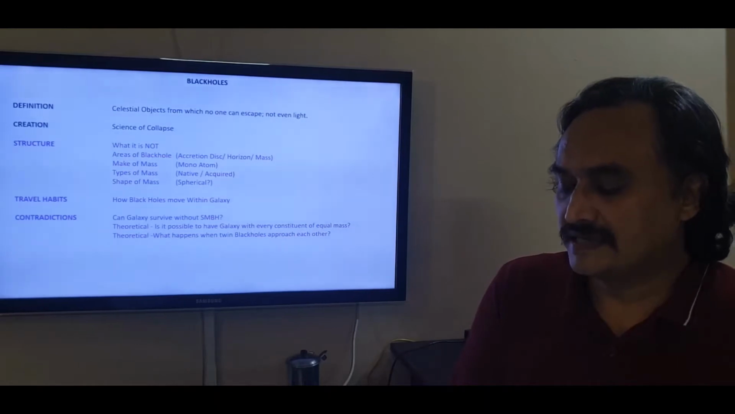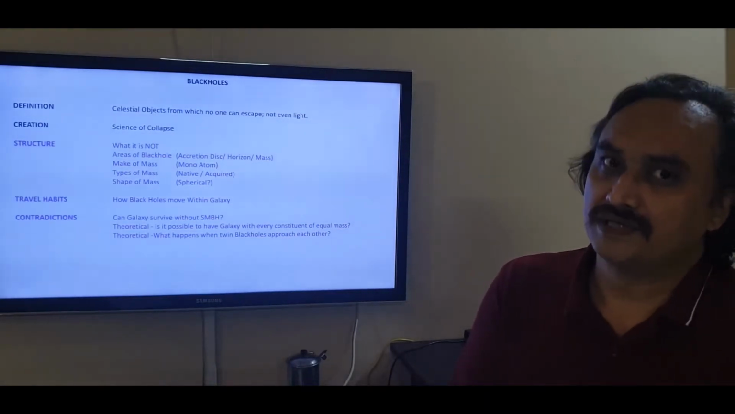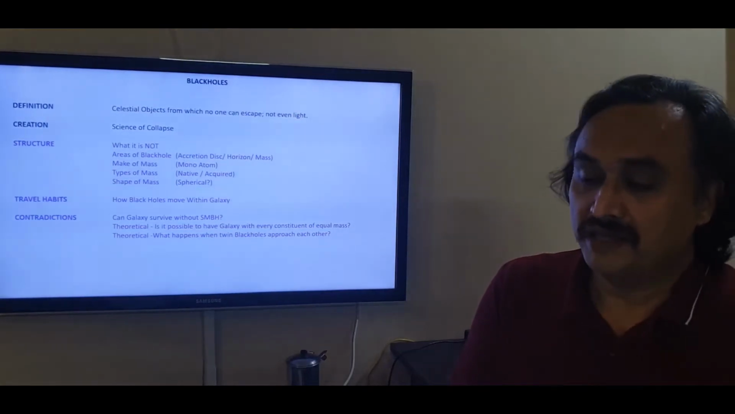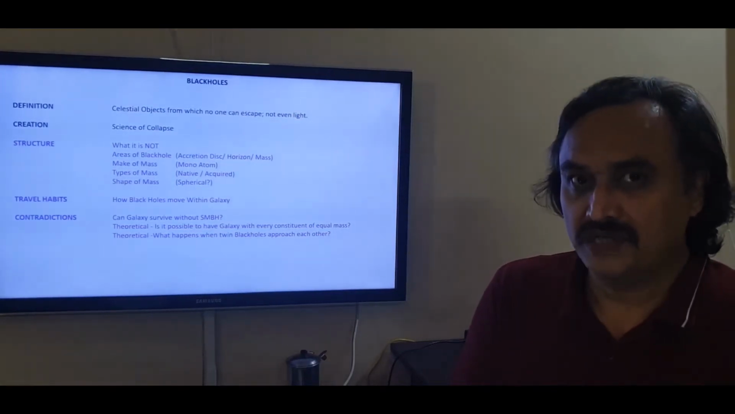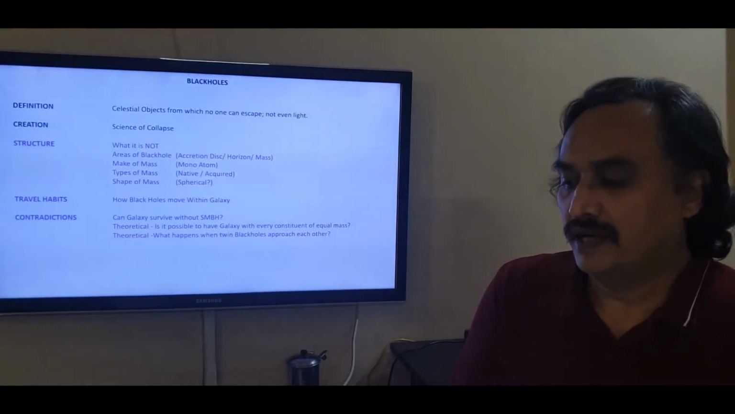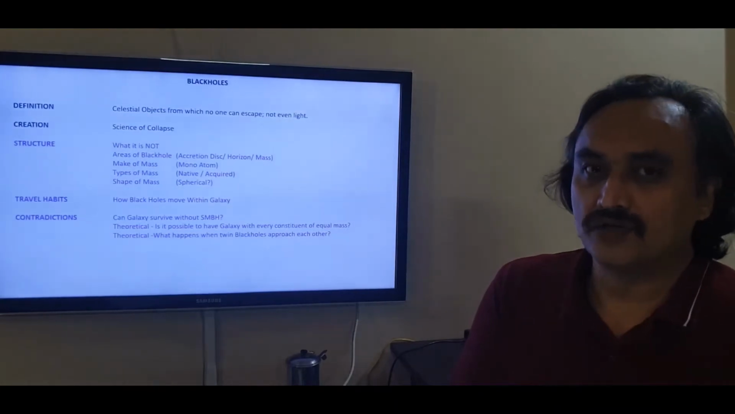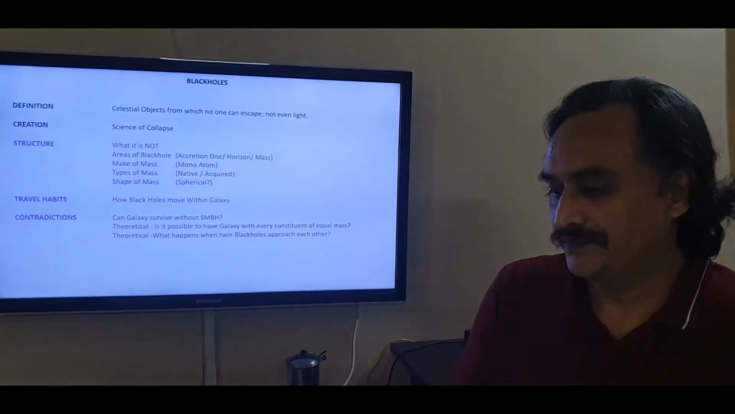Then generally it is said that the shape of the black hole is spherical. The Manthan model will question it, contest it, and suggest another model other than a sphere, and provide sound reasoning as to why we say so.